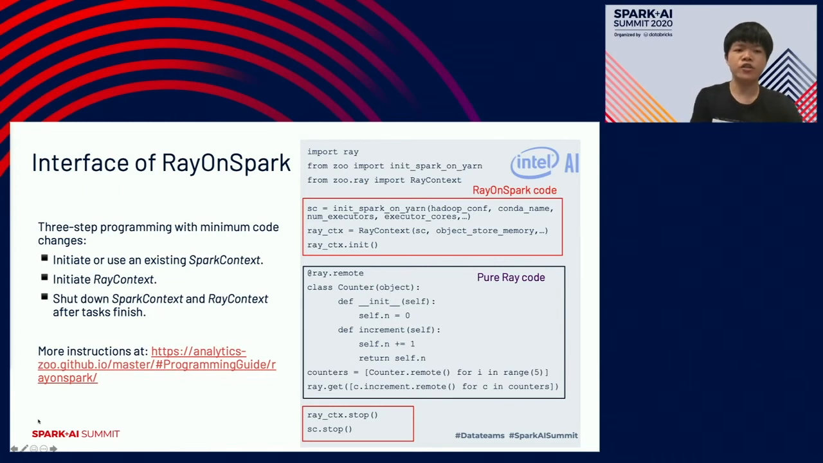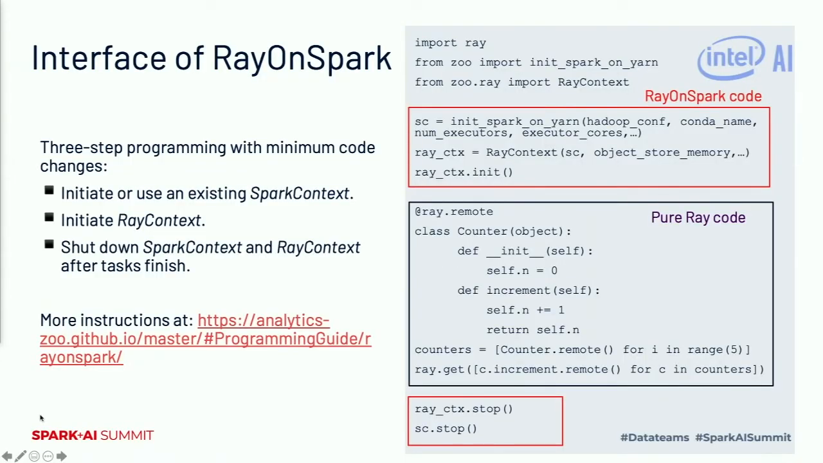Okay, with regard to the usage of Ray on Spark, users only need to add several lines of code to directly run Ray applications on the Yarn clusters. So there are three steps to do this. First of all, you need to import the corresponding packages in our Analytics Zoo project and create a Spark context object using the API init_spark_on_yarn we provide. Of course, you can use an existing Spark context if you wish. init_spark_on_yarn sets up Spark on the underlying Yarn cluster. It helps to package and distribute the specified conda environment with all the Python dependencies across all the Spark executors. When calling this function, you can also specify the Spark configuration, such as the number of executors and executor cores, etc.